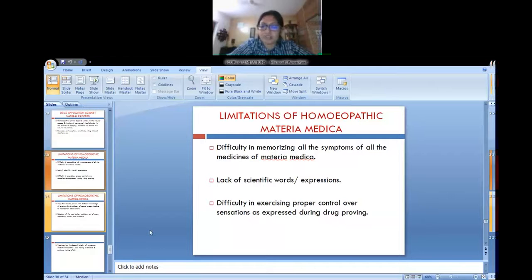The exception is like Hering. He proved Lachesis to such an extent that he himself became so uncomfortable he could not wear any clothing which was tight around his neck. So in drug proving, we're only able to see the initial stages.